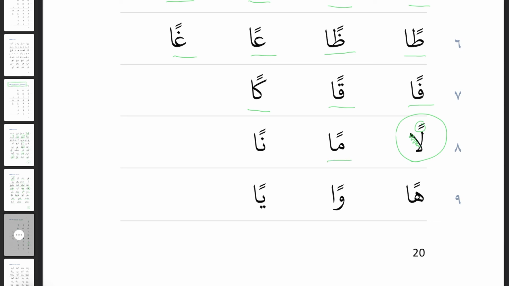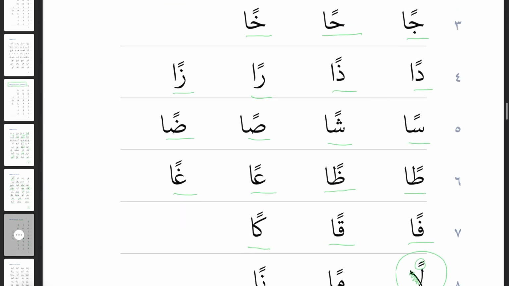Mim with two fathas, man. Noon with two fathas, nan. Ha with the two fathas, han. Waw with the two fathas, wan. Ya with the two fathas, yan.